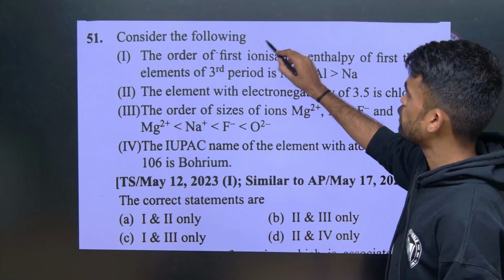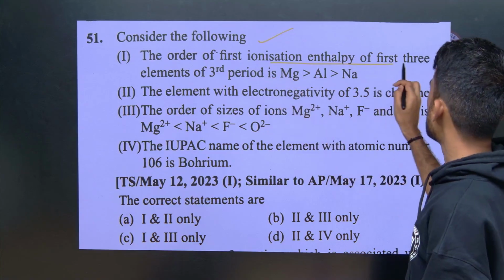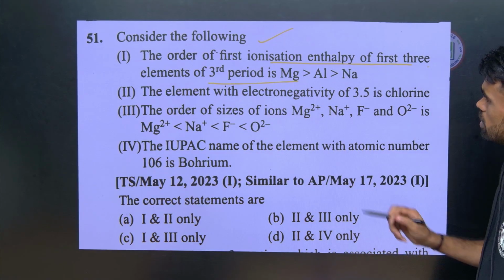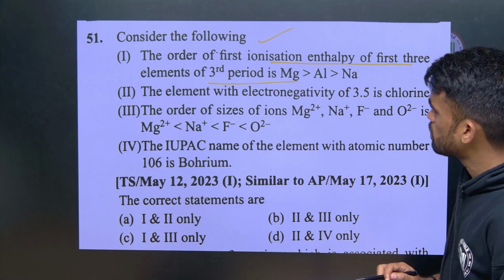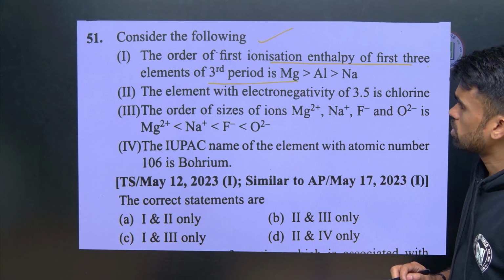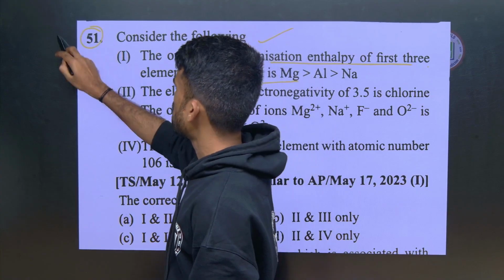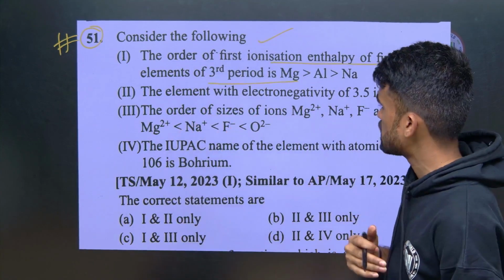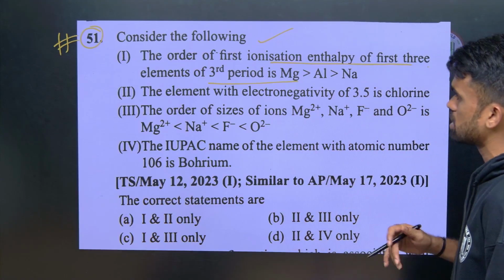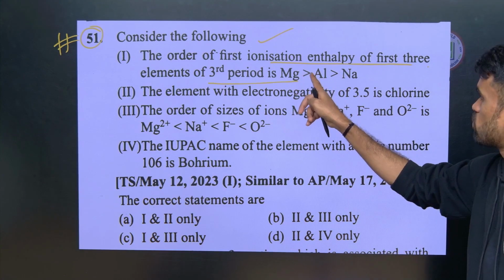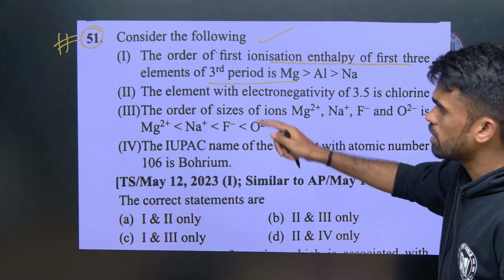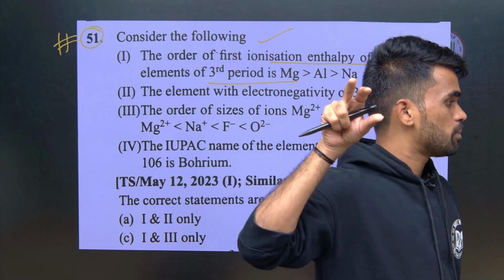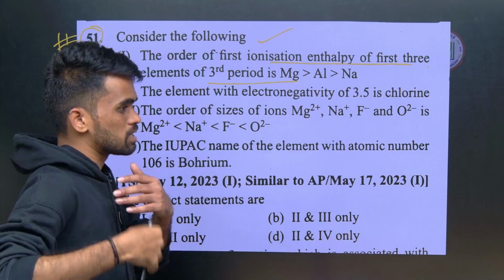Next, consider the following: the first ionization enthalpy of the first three elements of the third period. Again a repetitive question. I hope you are able to solve this question. Mention the answer in the comment box, putting question number 51. I am expecting the answer from your side, because we already did a similar type of question just now. Give it a try from your side, then I will explain it.